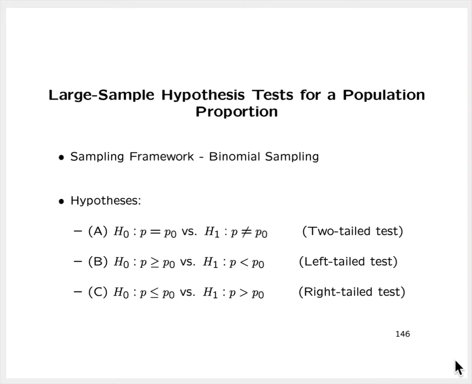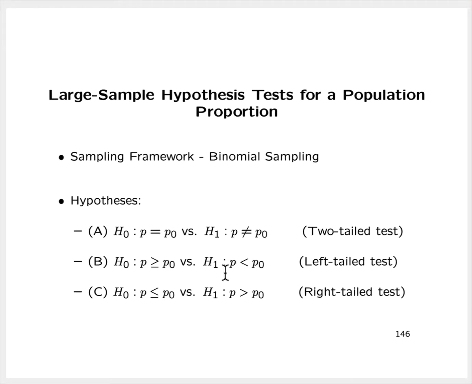So let's put this all together, summarizing everything and putting it into a framework for decision making. The sampling framework here is that we are performing binomial sampling as described. We have the same three types of hypothesis tests. A two-tailed test, where the null hypothesis is that the population proportion is equal to a hypothesized value, versus the alternative, which says that the population proportion is not equal to that hypothesized value.